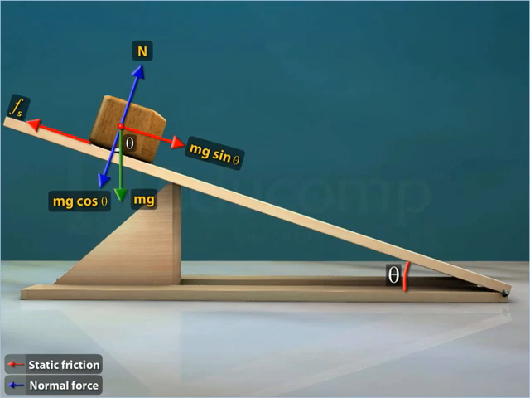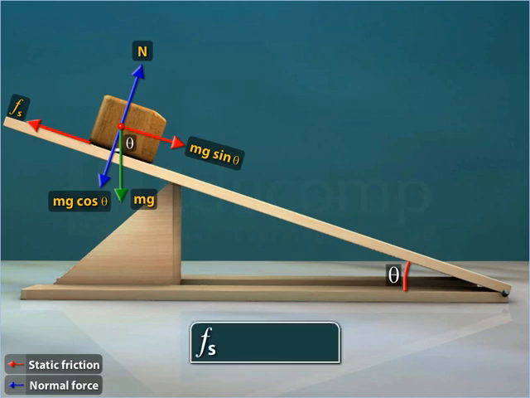mg is resolved into two rectangular components, mg sine theta parallel to the plane and mg cos theta perpendicular to the inclined plane. The component mg cos theta balances the normal reaction N, and mg sine theta balances the frictional force. The force of static friction is given by Fs equals mg sine theta.